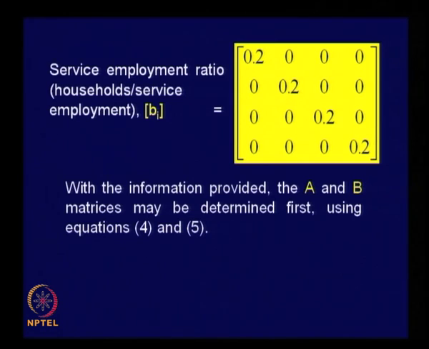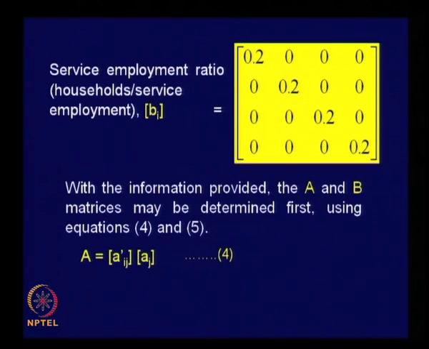Now, with the information provided, A and B matrices may be determined first using equations 4 and 5. Equations 4 and 5 we have just seen, the equation for A and the equation for B. I will again show you the same equations so that we follow closely.